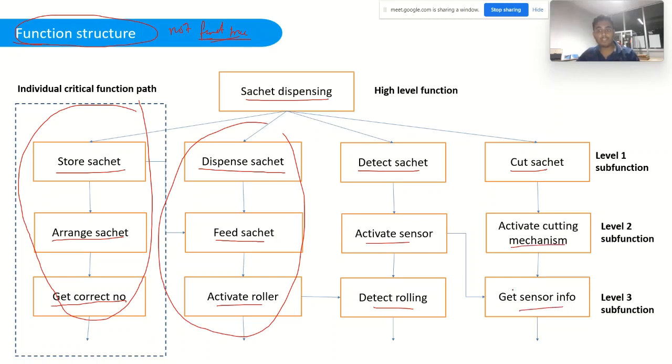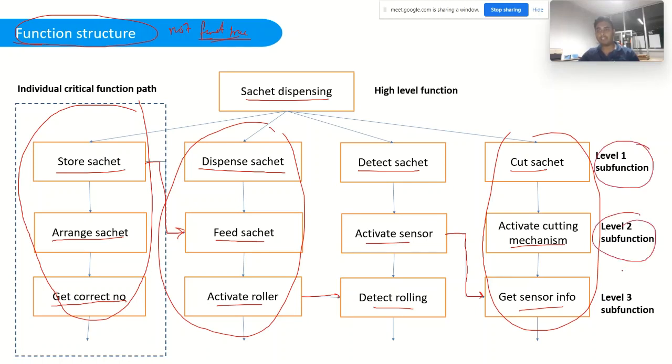For detecting sachet, before that activate sensor, then detect rolling. Then cut sachets means activate cutting mechanism, then get sensor information. So see, there are interdependencies between different critical paths. Like activate sensor, then the sensor gives a signal to this particular critical path. Similarly, activate roller, so it will detect roller. Likewise, in a function structure, we try to represent various critical paths along with their dependencies, and this is how we map various level functions in a function structure.